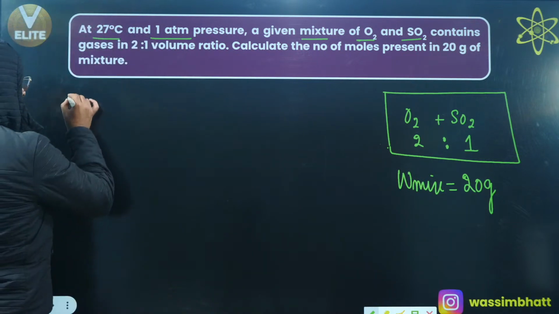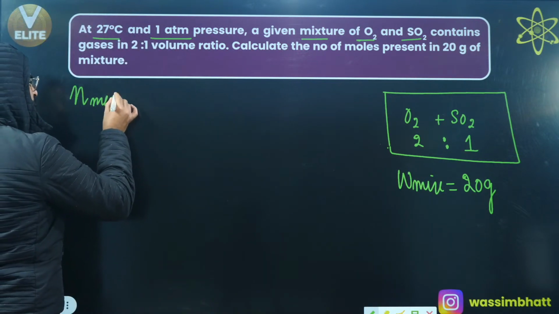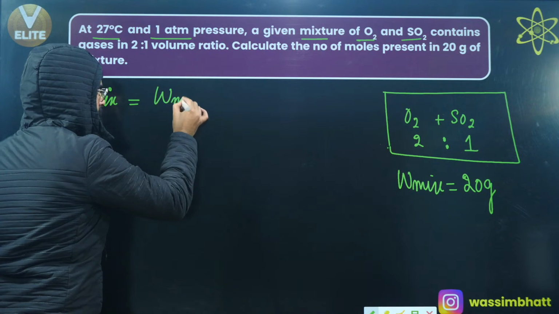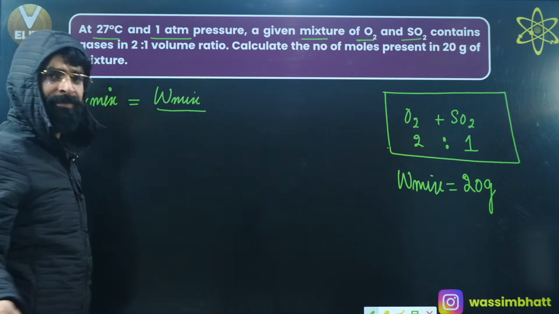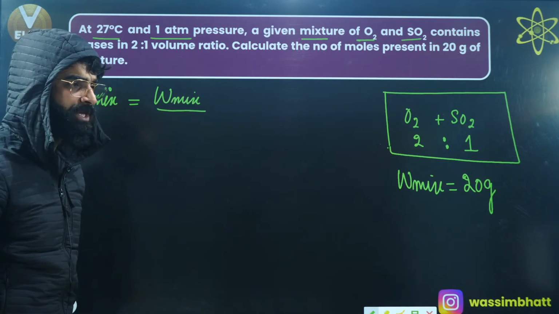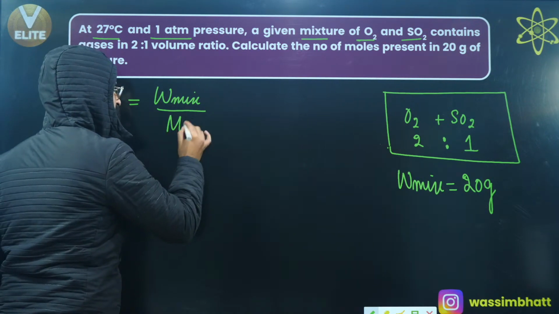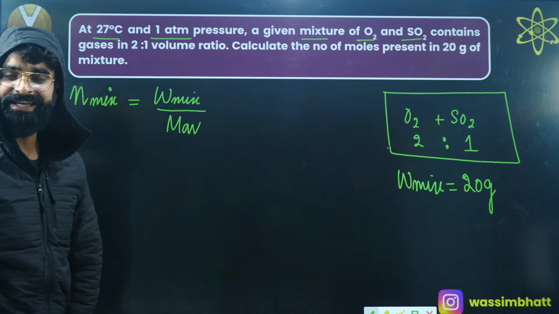First of all, I need to calculate the total moles present in the mixture. Can I say total moles present in the mixture is going to be equal to the mass of the mixture divided by the molar mass of the mixture? And what do we call the molar mass of the mixture? We call it the average molar mass, right?